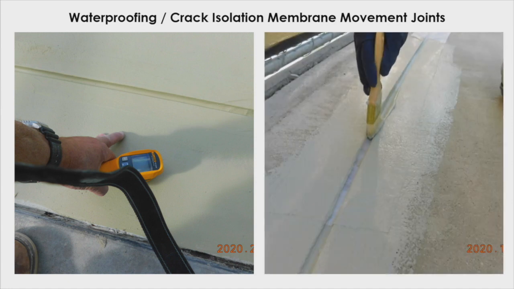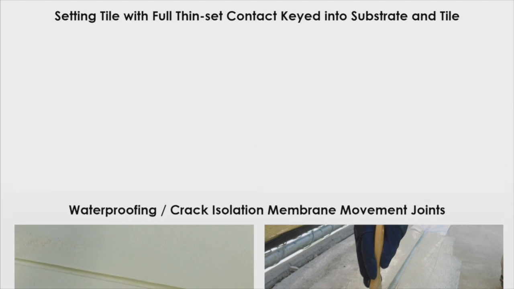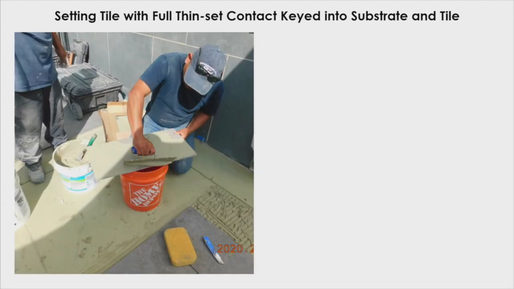Now for flood testing, you've got to let it dry a lot longer. So notice here that we're honoring the existing movement joints in the substrate, and we take the reinforcement fabric and loop it in and then paint over it. So we have a continuous waterproof membrane.